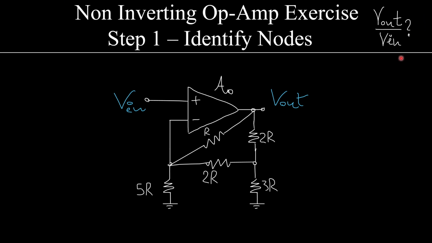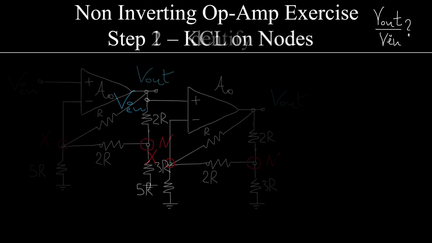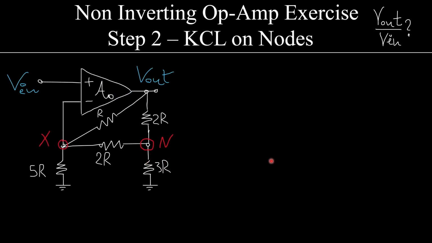We are asked to find Vout over Vin in this non-inverting op-amp configuration. Now, the first step that I'm going to take is identify the important nodes, the nodes of interest. It's these two. I name this X and I name this N. Step number 2 is to perform KCL on these two nodes.